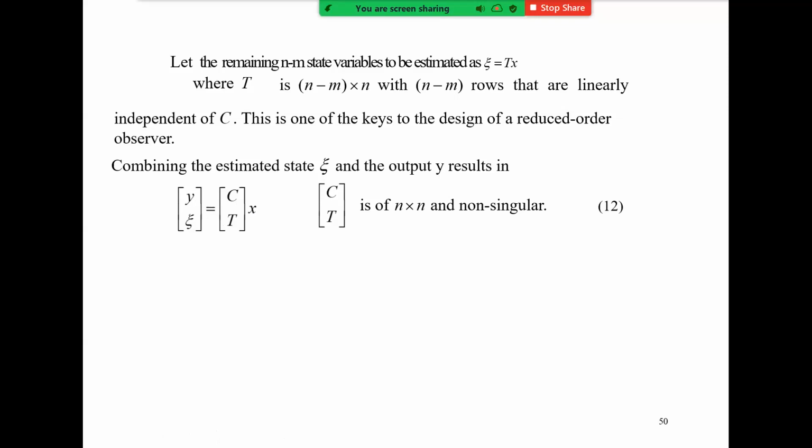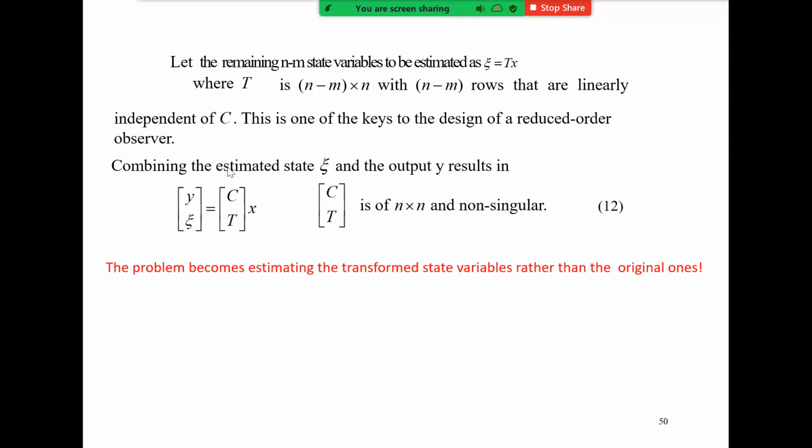Now there is an important condition on this matrix. This matrix, [C; T], is a square matrix with a dimension of n by n, and we want it to be a non-singular matrix. Only a non-singular matrix is qualified to be a transformation matrix, right? You transform the state variable and it can be transformed back. So this square matrix has to be non-singular. Is that clear?